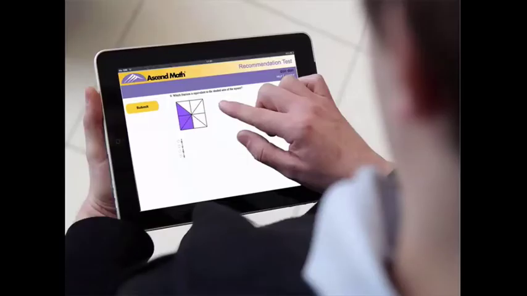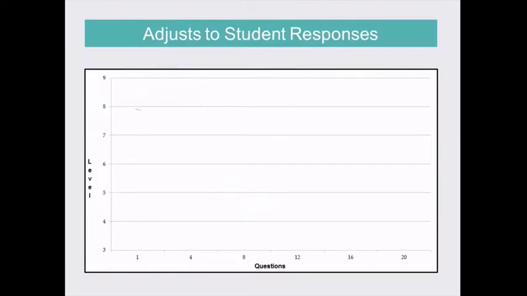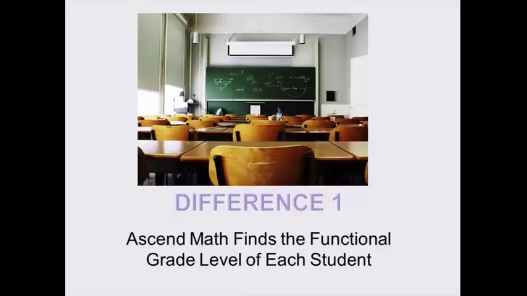That's why Ascend Math begins with a level recommendation test to find each student's functional grade level in math. This computer adaptive assessment adjusts to each individual student. The test increases or decreases difficulty based upon the student's responses. Each test is unique, just as each student is unique. This is the first important difference. Ascend Math provides the proper starting point for each student.